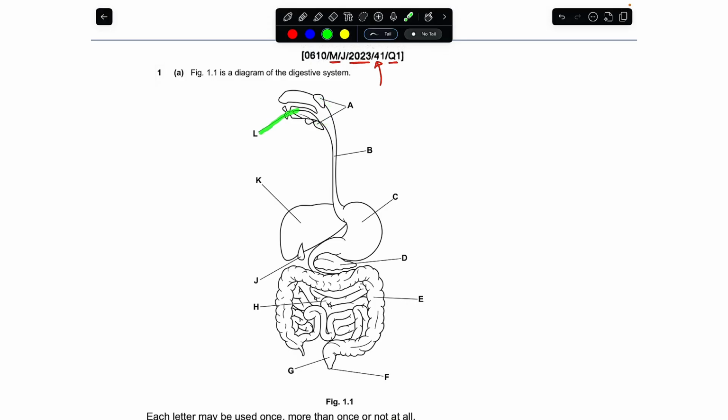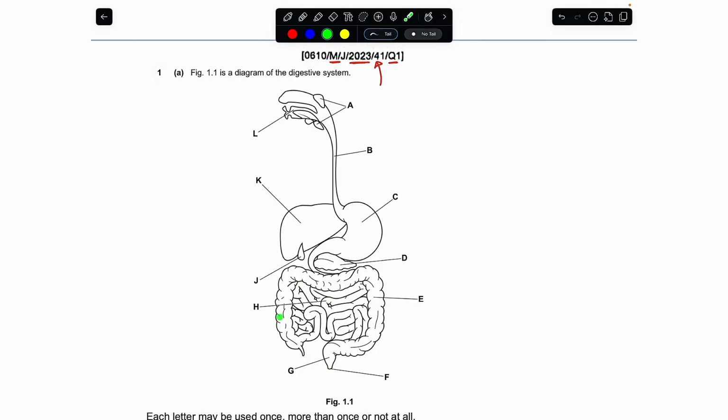The L that we have here would be the mouth. B is the esophagus. The C that we have here is the stomach. D is the pancreas. K that we have here is the liver. And this one indicated with the letter J is the gallbladder. And this part indicated with H is generally the small intestine.